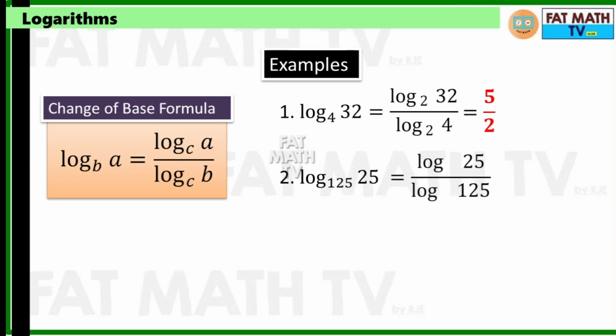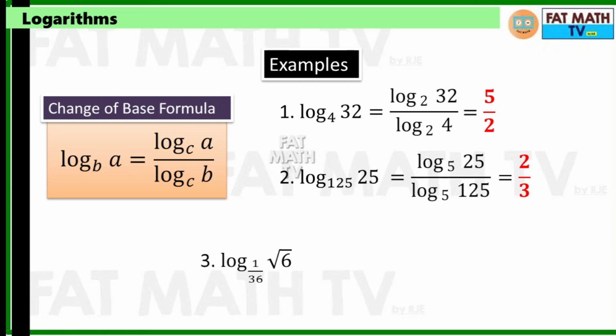We will have logarithm of 25 over logarithm of 125. And we are free to choose the base. Of course, 25 and 125 are powers of 5, so we will use base 5. Logarithm of 25 to the base 5 is asking us the exponent of 5 to get 25, and that is 2. And then logarithm of 125 to the base 5 is asking us what should be the exponent of 5 to get 125. The answer is 3, because 5 times 5 times 5 is 125. So, logarithm of 25 to the base 125 is 2/3.